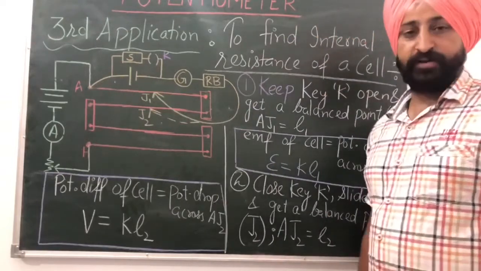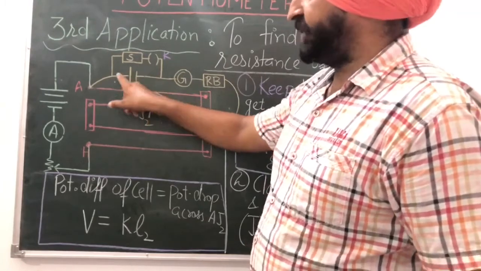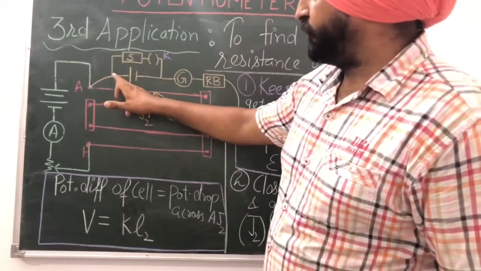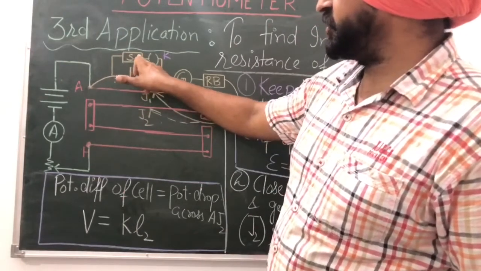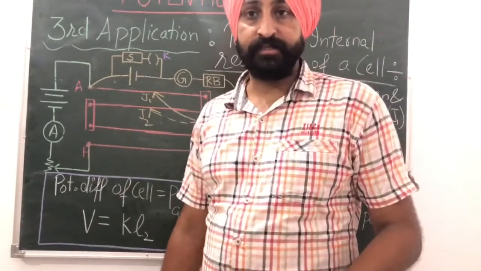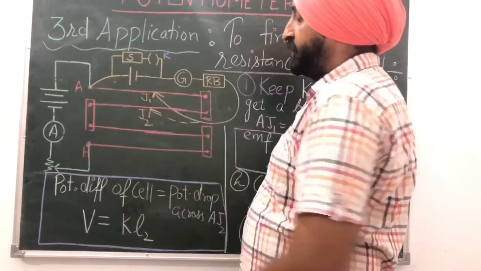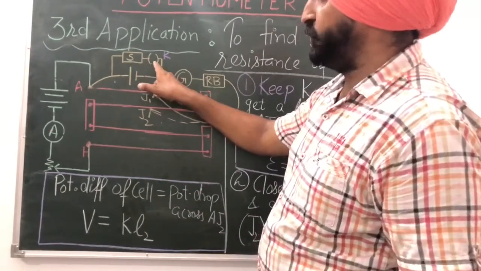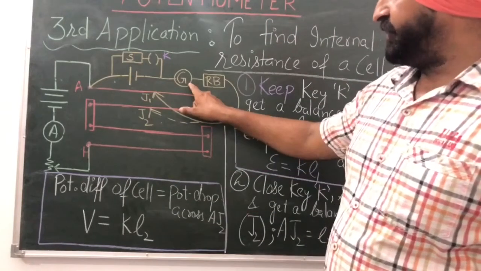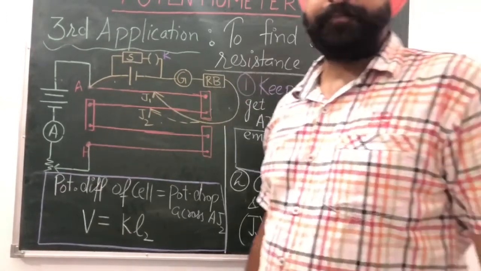But the difference over here is that across this cell whose internal resistance we are to calculate, we have connected a shunt resistance. S is a shunt resistance, or a small resistance. So we have connected a small resistance across this cell, and we have also connected a key over here. After that you have a galvanometer, and then you have a resistance box, and then of course the jockey.